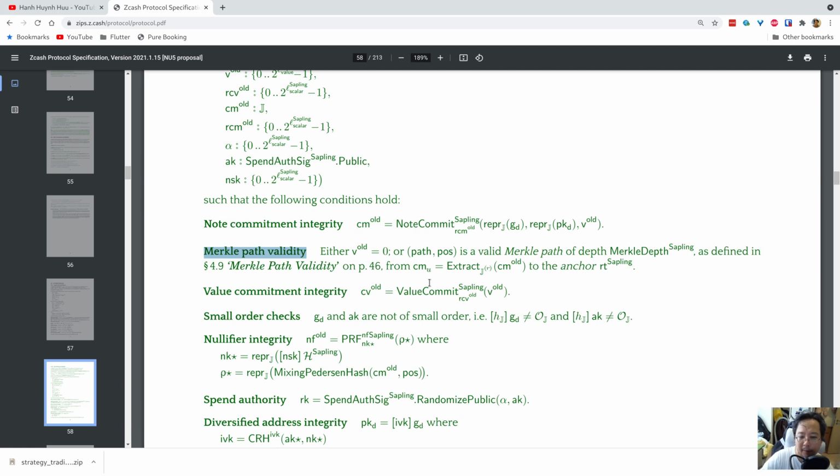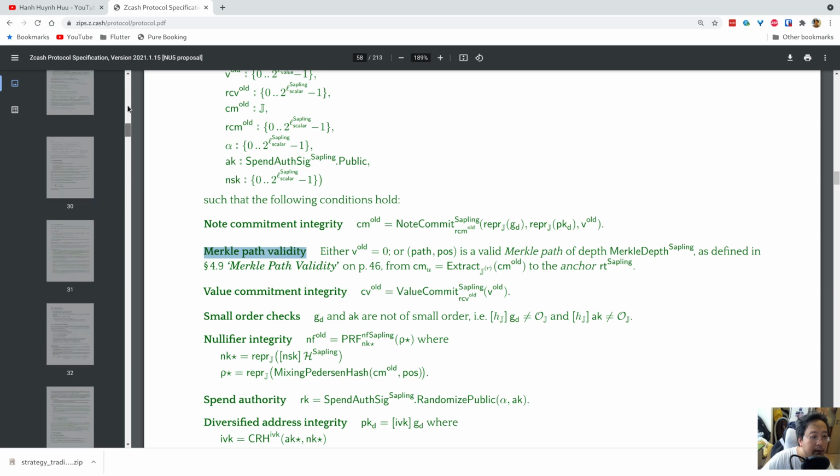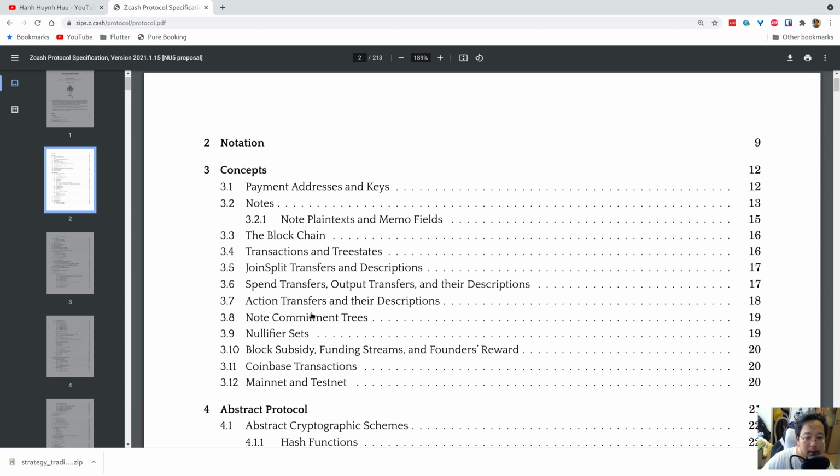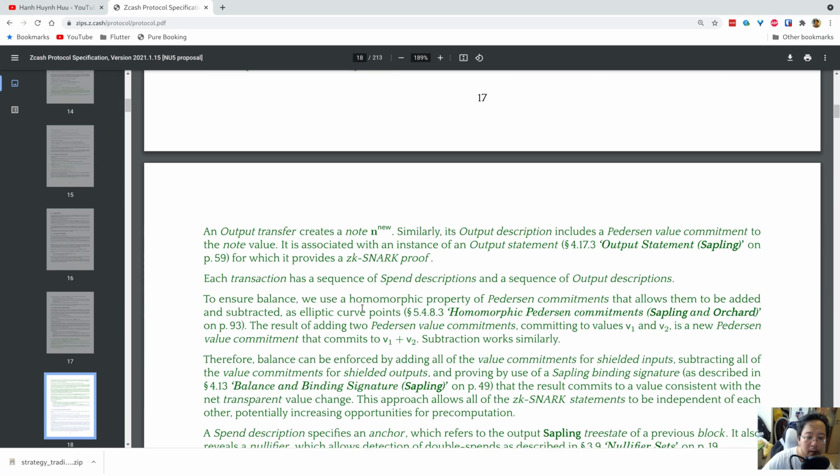But when you make a spend, what the protocol needs is this guy here, and this guy is based on the node commitments. So once people make a new node in the output of a transaction, there's a node commitment, which is very roughly a hash of the node. Let's see if they say exactly what it is. Node commitment trees. Output.